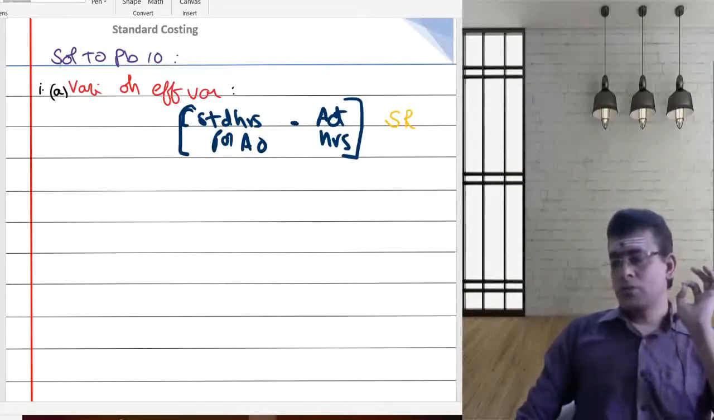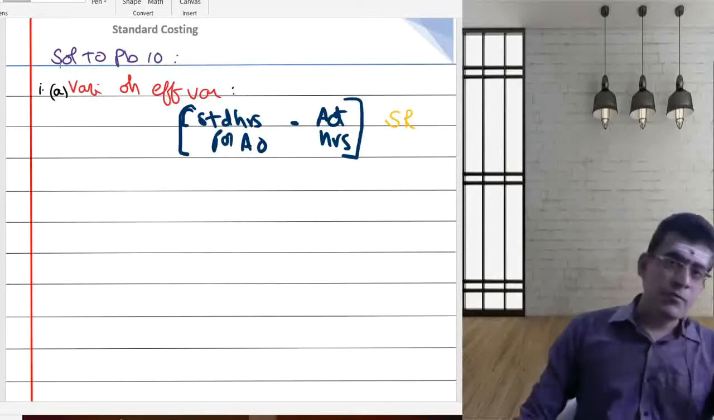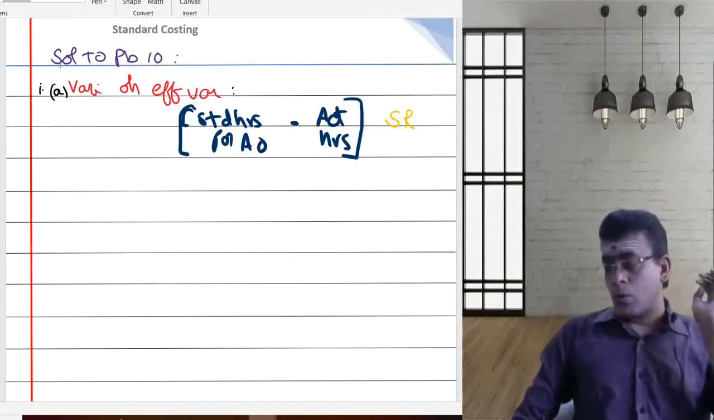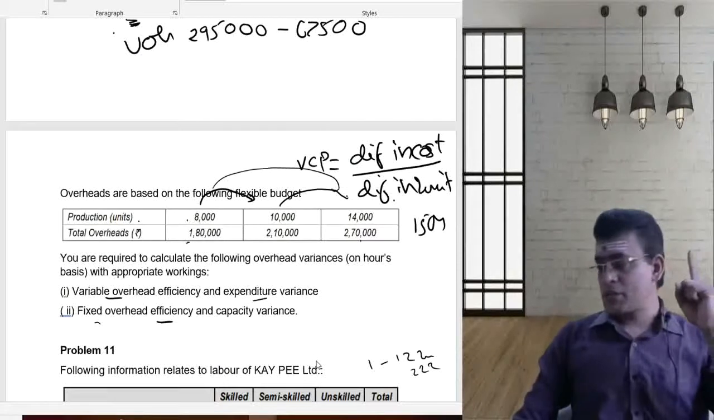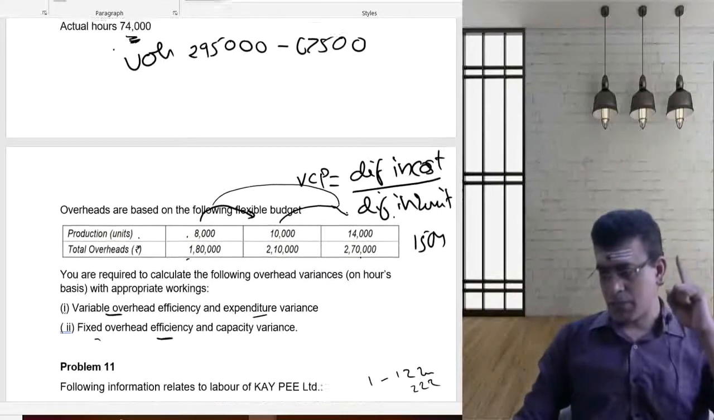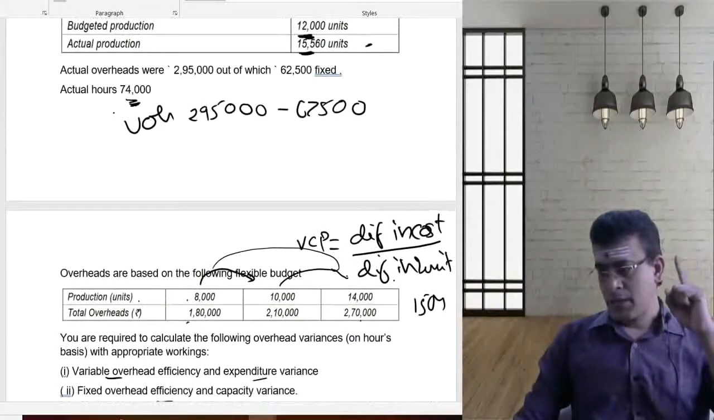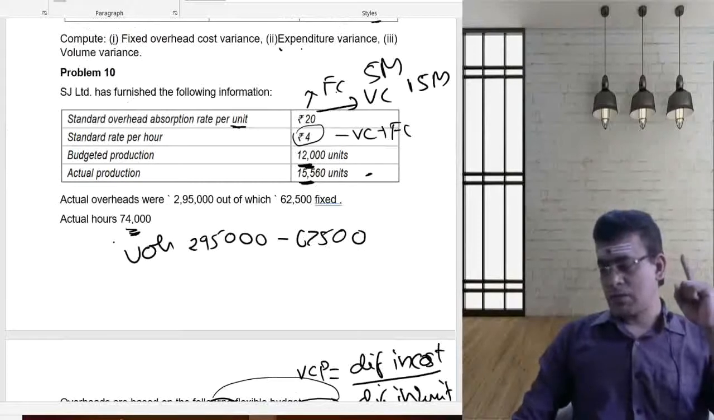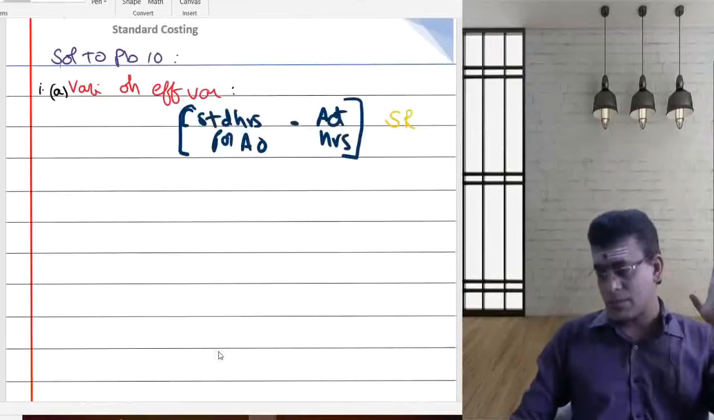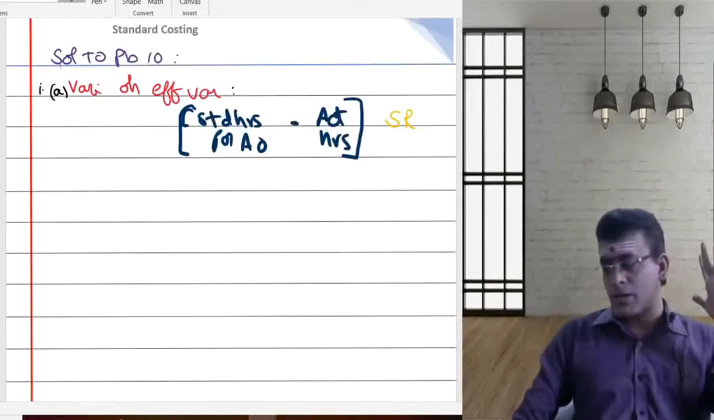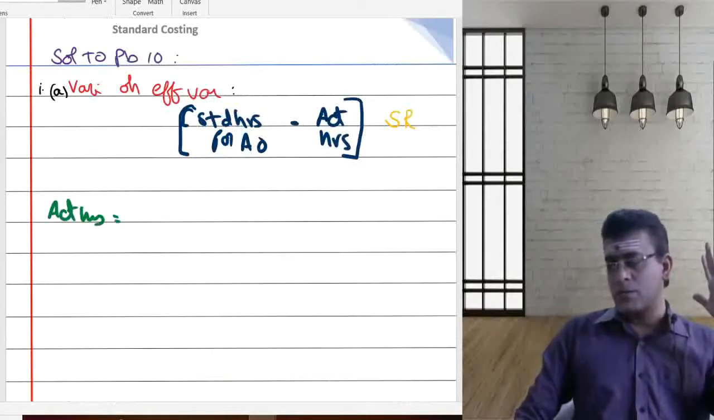Now you see what information you have, what information you don't have. If I go to the problem, what information am I having? I am having only one piece of information, which is nothing but my actual hours. See, it is mentioned here. It is clearly mentioned that my actual hours is 74,000. Apart from this, I don't know anything. So now let us write here: actual hours is given as 74,000.